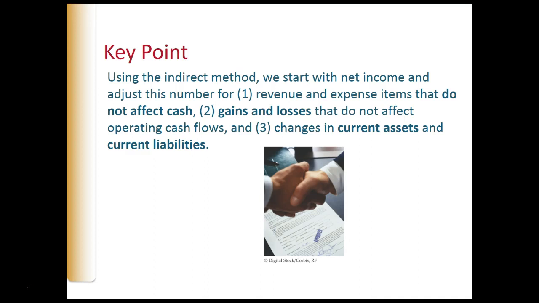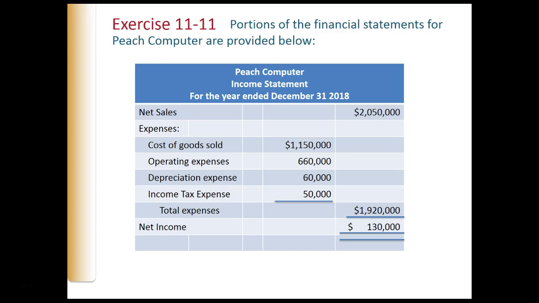Remember, using the indirect method, we'll always start with net income and then adjust this number for revenues and expense items that don't affect cash. We'll adjust for gains and losses that don't affect operating cash flows and changes in current assets and in current liabilities. Let's look at a problem. Portions of the financial statements for Peach Computer are provided below.